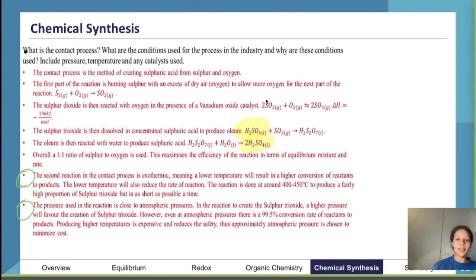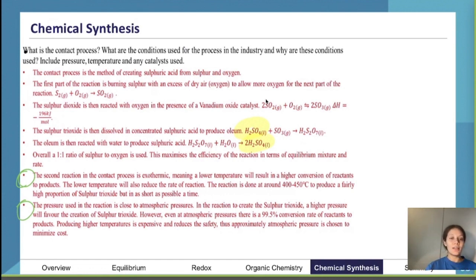So what this means is that we use a temperature of about 400 to 450 degrees to produce a fairly high proportion of sulfur trioxide, but in as short as possible a time. So that's the issue with temperatures. If you lower the temperature too much, you're not going to have a high enough rate of reaction, but if you make it too high, then you're not going to be favoring the fact that it's exothermic.